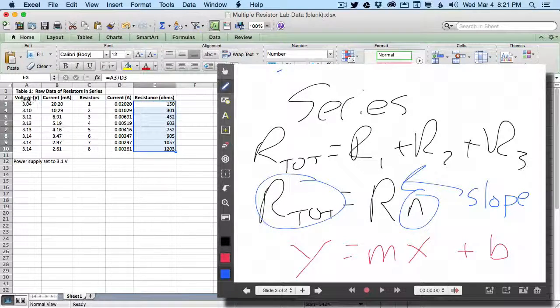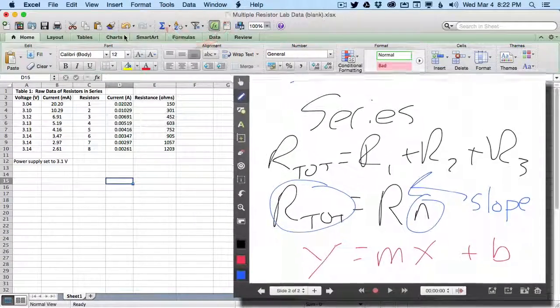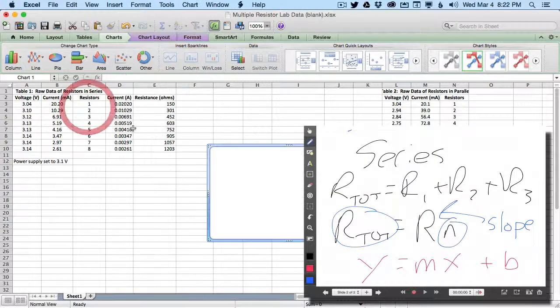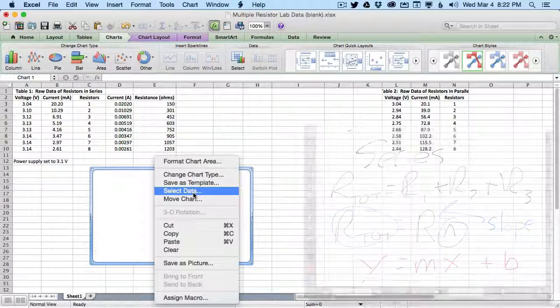So I've got some data. I've got resistance over here, which is my y-axis, and I've got my number of resistors over here, which is my x-axis. So let's go ahead and make a chart. I'm going to insert a chart, and I want a scatter, just a scatter with plain dots. Nothing special. This may look a little different on your version of Excel, but that's okay.